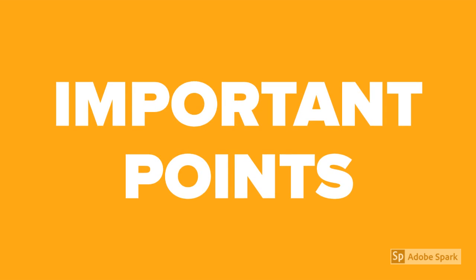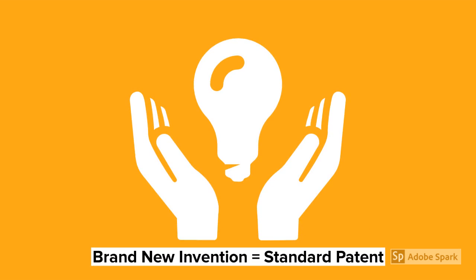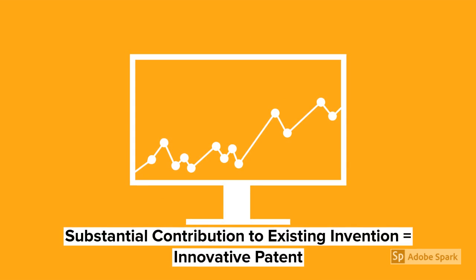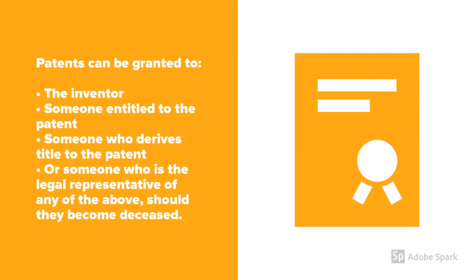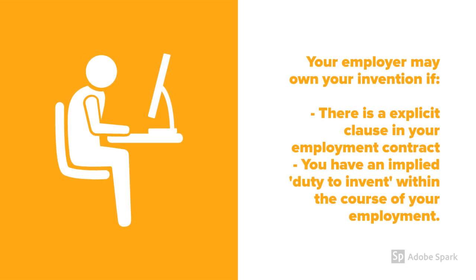In summary, Australian patent legislation sets out two forms of patents that can be applied for: a standard patent for an entirely new invention, or an innovative patent, which involves building upon an already existing invention by way of substantial contribution. Section 15 of the Commonwealth Patents Act sets out those that are entitled to be granted a patent. If you create an invention with another person or persons, you may also apply for a patent as joint owners. And remember, if you create an invention in the course of your employment, your employer may be entitled to ownership of the invention, either explicitly or implicitly.